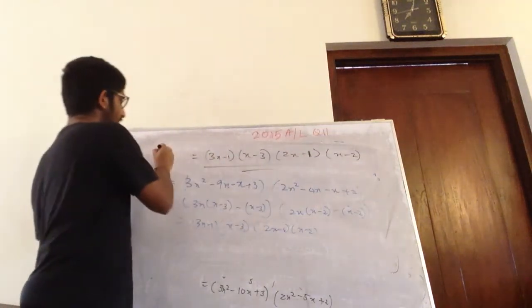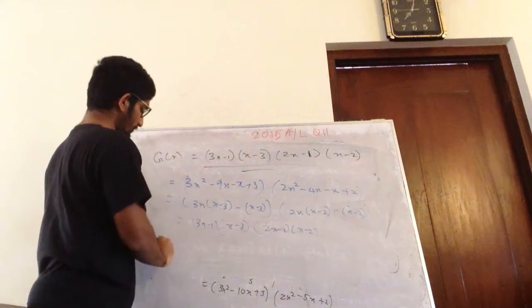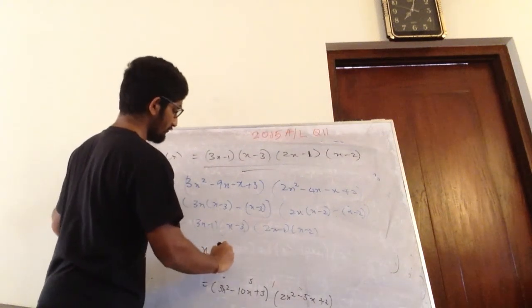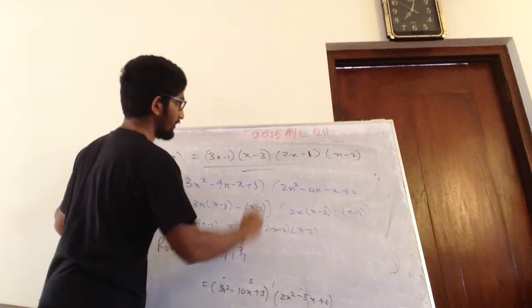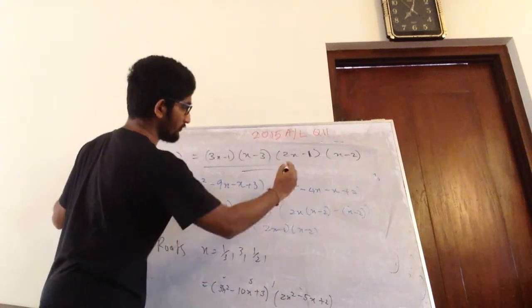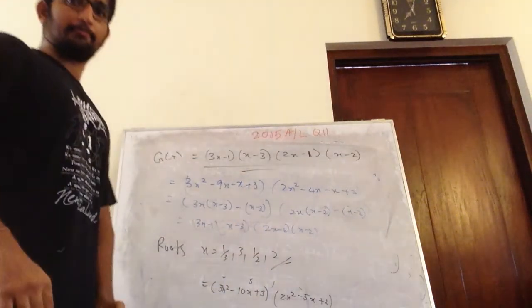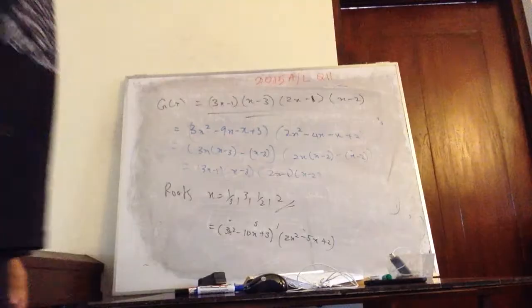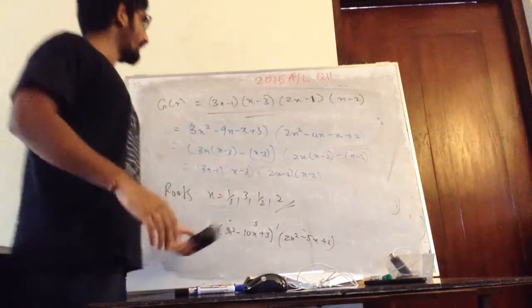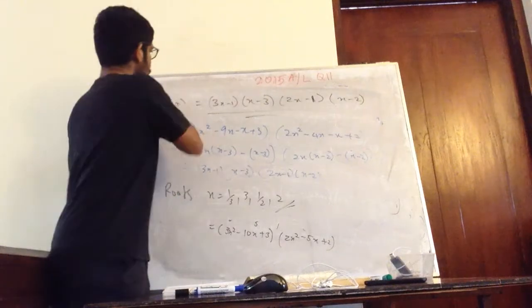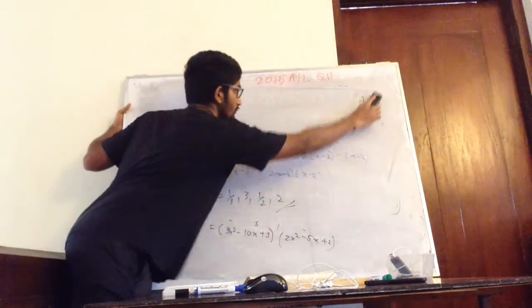So this is basically g(x). So the roots will be x equals 1 over 3, 3, 1 over 2, and 2. Right, so now we are done with this. So let's go to part 2.